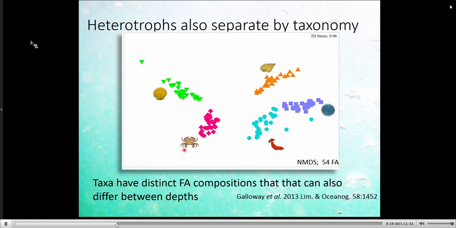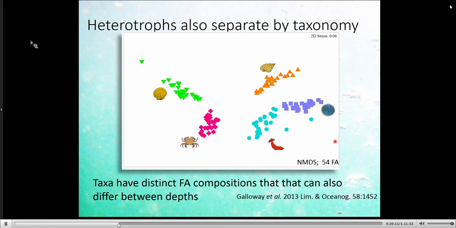These are crabs, some scallops. This is fusatriton, a snail. This is a sea cucumber, and this is an urchin. And what this is showing is that these are all the samples that we analyzed, and even within these species, we sampled them at different depths, different places, and there's structure that occurs within that species.